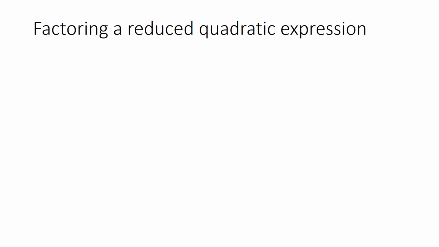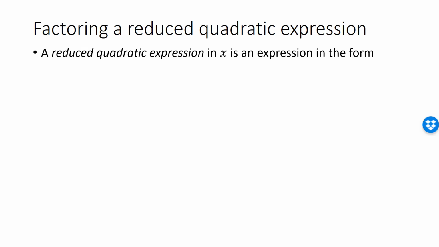A reduced quadratic expression is a quadratic expression with one x squared term. That is, it is an expression in the form x squared plus px plus q, where p and q are constants. A very common problem in mathematics is to factor a reduced quadratic expression. In order to factor this expression, we look at the corresponding reduced quadratic equation.